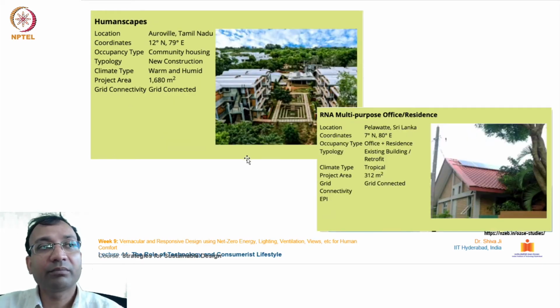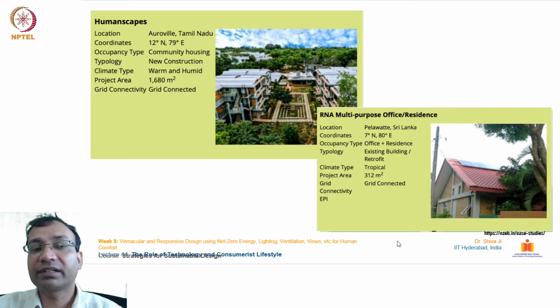Next we have two more examples. This is Humanscapes, from Auroville, Tamil Nadu. This is a community housing project. It's a new construction, located in a warm and humid climatic setting, and the project area is 1,680 square meters, and this is connected with the grid also.